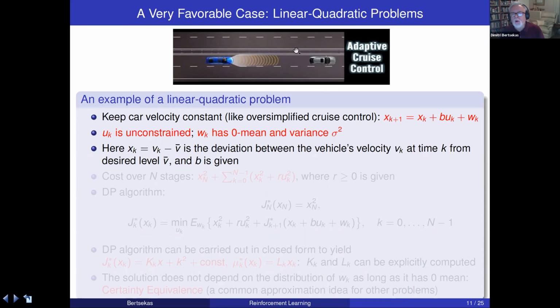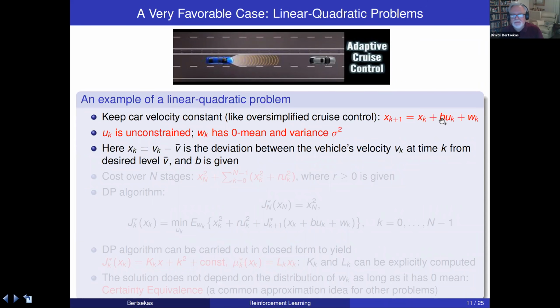For this example, we're going to ignore these possibilities. And if we view Vk as the vehicle velocity at time k, and V bar the desired velocity, then xk represents the deviation, the error from the nominal velocity. We also assume that B is given.